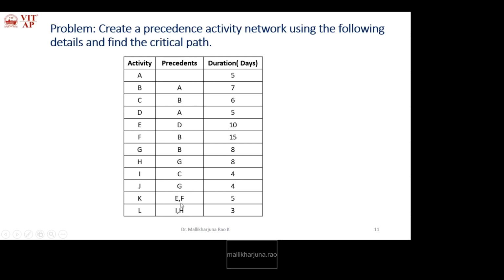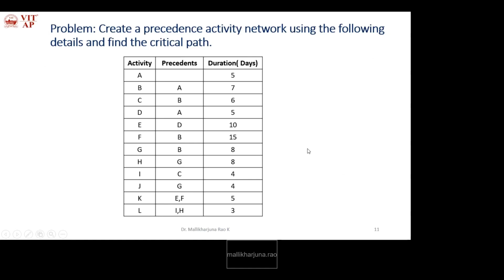Similarly, I and H are the precedents for L. L starts after I and H. I starts after C, and I is the precedent for L, ending along with H. Now take H, which starts after G. H is the precedent for L, ending along with I. So while representing H and I, we need to ensure that both end at one event, because this combination is required to start L, and the earlier combination is required to start K. While representing, you need to focus on this.